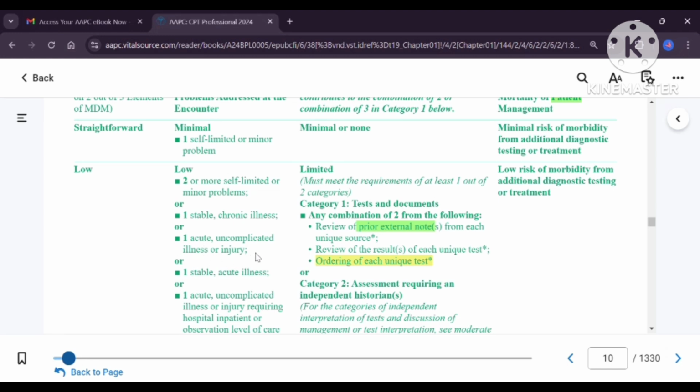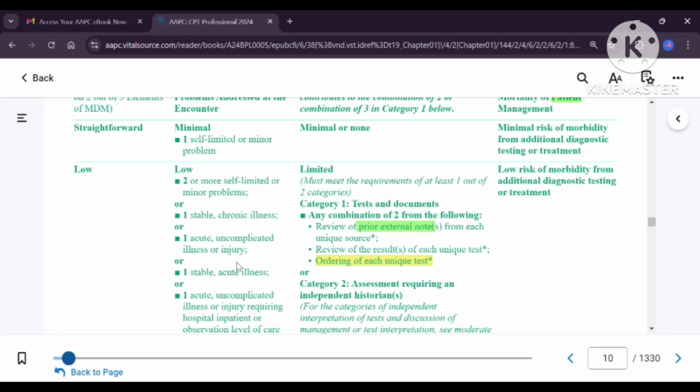Then what is 1 acute uncomplicated illness or injury? Acute is just opposite to chronic. Acute means it has appeared suddenly. The problem has appeared suddenly. And it should be uncomplicated illness or injury. That means there is no involvement of internal organs. It is just a superficial injury or illness which has started suddenly and it doesn't have any internal problem. Then it is considered as a low level of MDM.